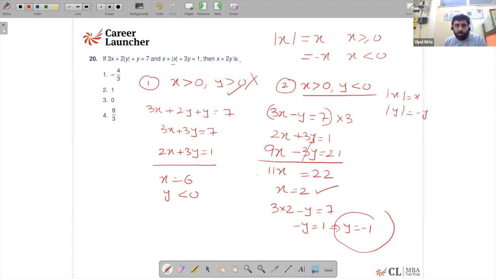Just plug in that value. x equals 2. So x plus 2y, x equal to 2 plus 2 into minus 1, that is 2 minus 2 equal to 0 is my answer. So ideally we don't have to check anything because I know one of the values satisfied and that is there in the option. So that means that is my answer. But if you check for the other values, you'll see it will not satisfy, and therefore this is going to be my answer for this question.